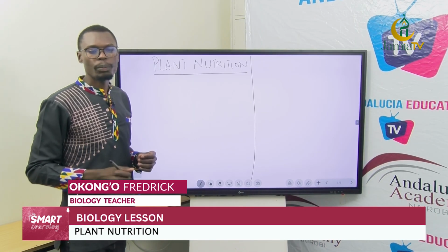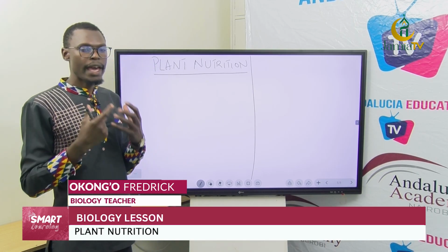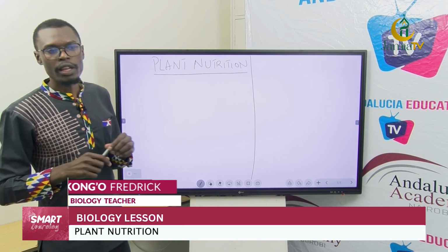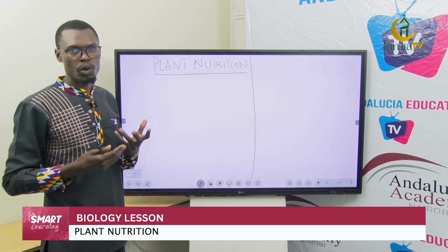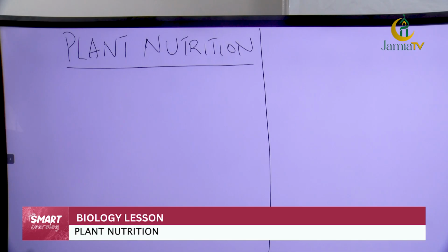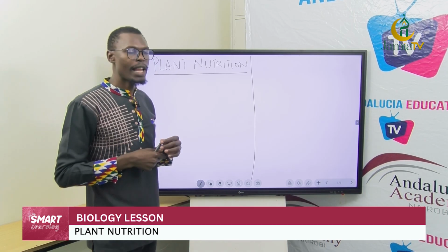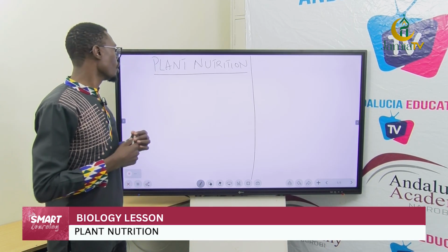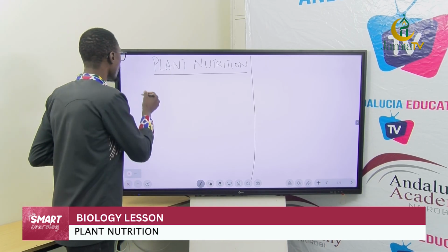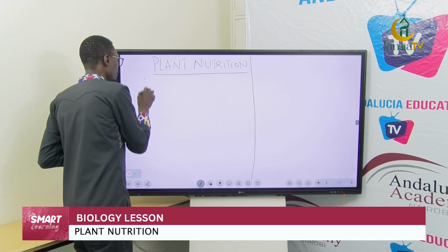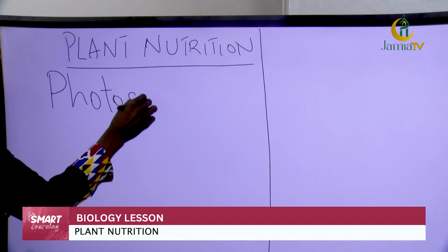So when we talk of green plants, they are able to make their own food. The process by which the green plants make their own food is called autotrophy. So they are able to acquire raw materials in the presence of light energy to make their own food. So we call the plants autotrophs. So under plant nutrition, we'll majorly check the process of photosynthesis.